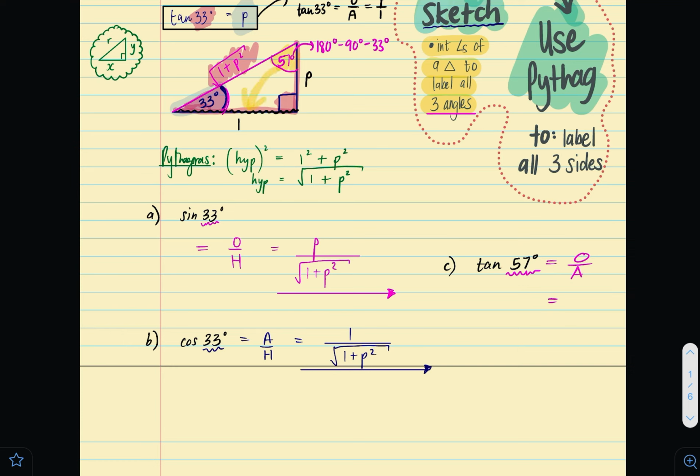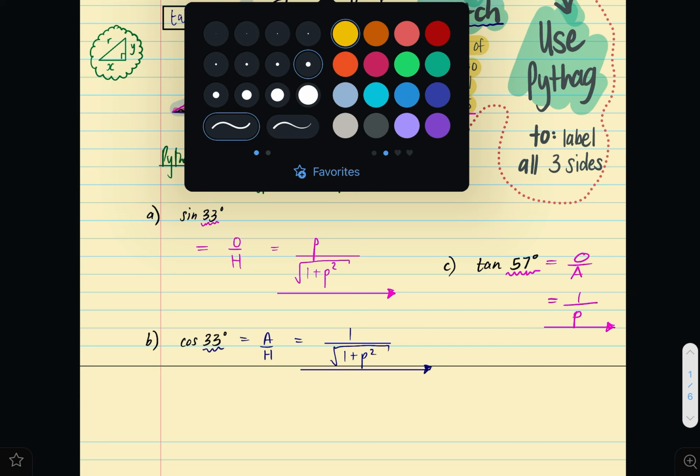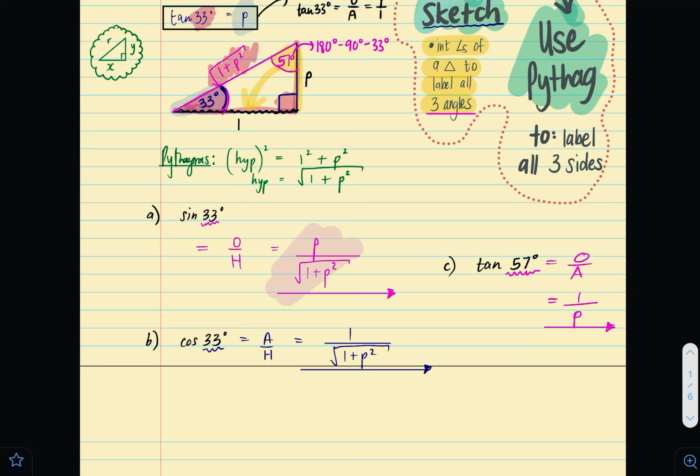Opposite the 57 is the number 1. And adjacent to the 57 is the P. So tan 57 in terms of P is equal to 1 over P. It's okay if you feel slightly uncomfortable with having these final answers. It is unusual, but according to the instructions, we have written these three trigonometric functions in terms of P.